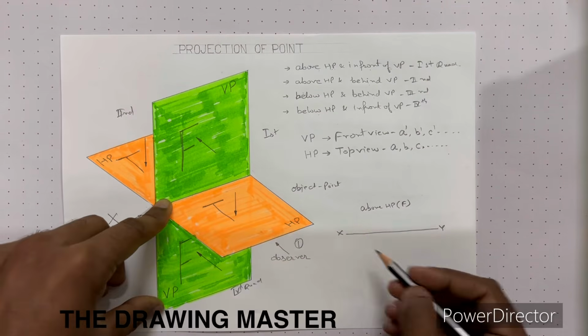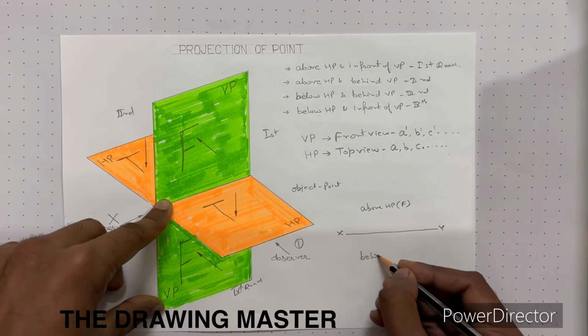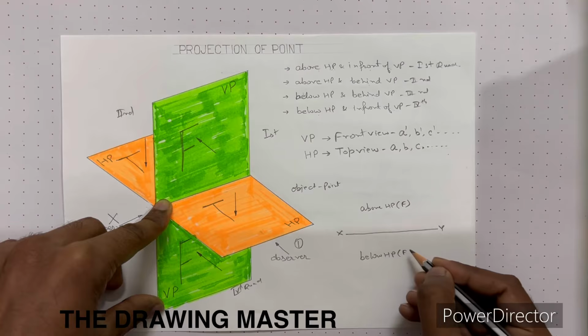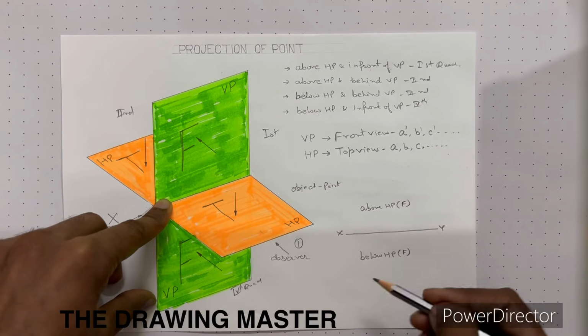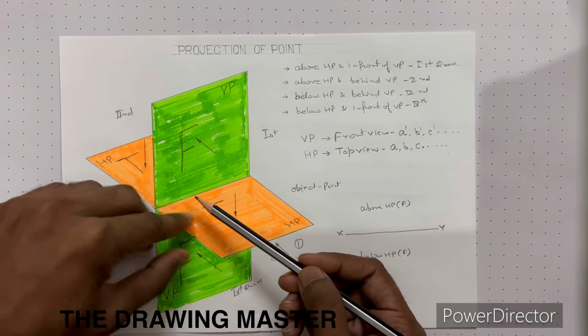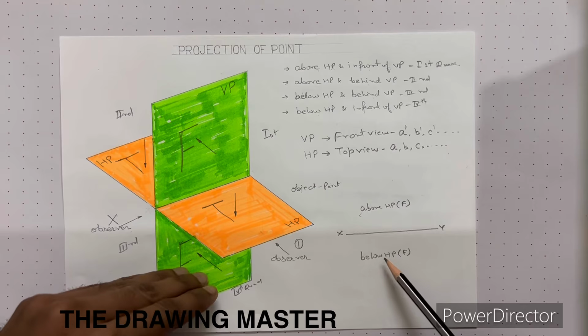Below HP कहाँ पे visible होगा? Below HP will be visible below the reference line, and is always front view. Above HP, below HP. Simple सी बात है. Above HP will be visible above the reference line. Below HP will be visible below the reference line. और वो हमेशा front view होगा. That will be always front view.